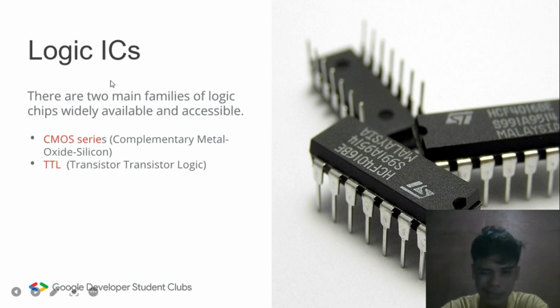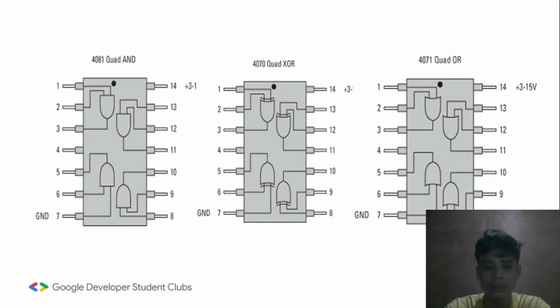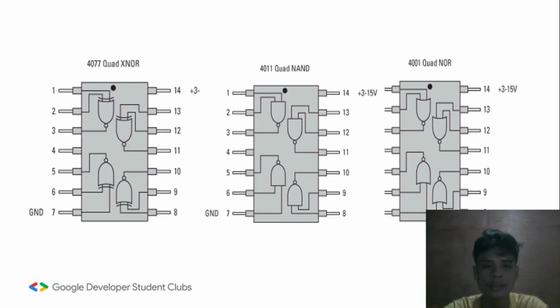logic. So here ang mga basic guys, ang mga example nato is we have the AND gate, the exclusive OR gate, the OR gate, and the other one we have the exclusive NOR gate, the NAND gate, and the NOR gate.